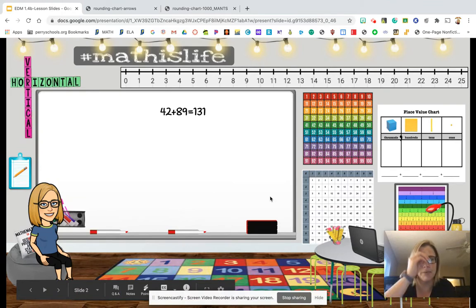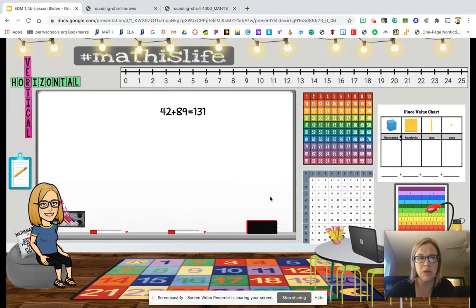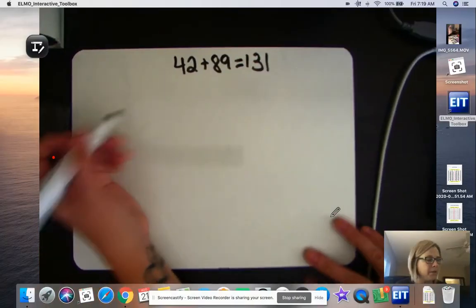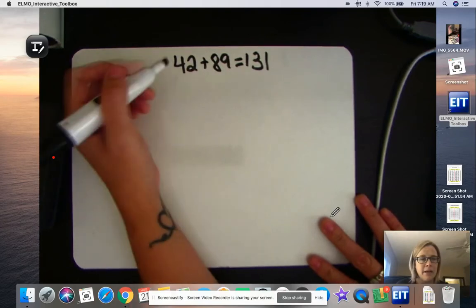So a lot of times when we are rounding, we're going to be doing an estimation. And so I have solved this problem, and I'm going to round to check to see if my answer is correct. So my original problem, 42 plus 89 equals 131. And I'm going to use my number line to help me round to the nearest 10.